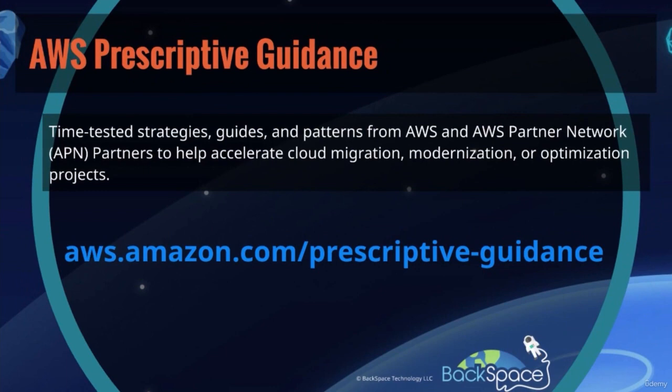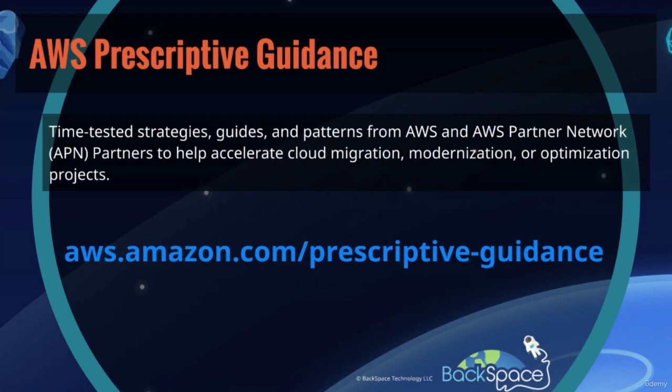When you're developing your migration plan, it's a good idea to go to the AWS Prescriptive Guidance website, and that's located at the AWS domain /prescriptive-guidance. What that is, it's a portal of a whole heap of PDF documents that contain time-tested strategies, guides, and patterns from both AWS and AWS partners that can help you accelerate cloud migration, modernization, or optimization projects.